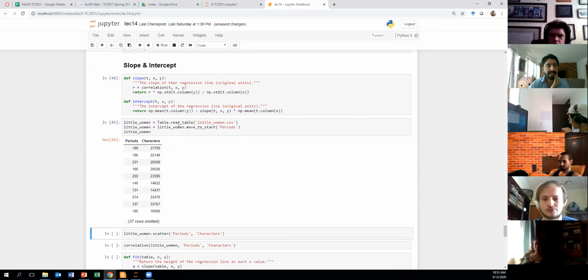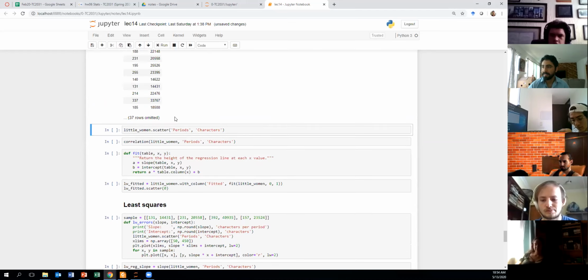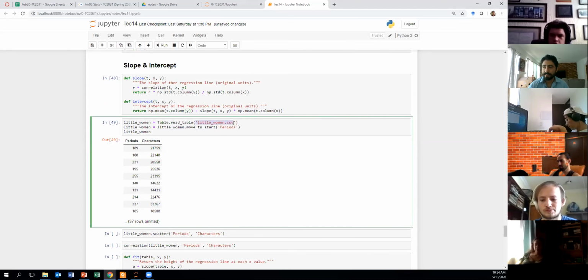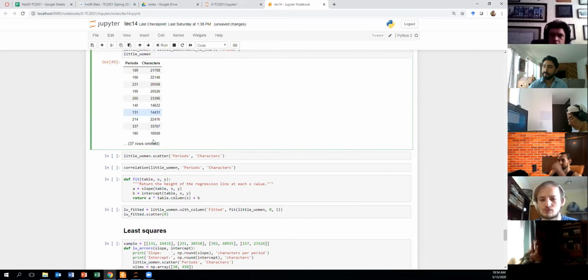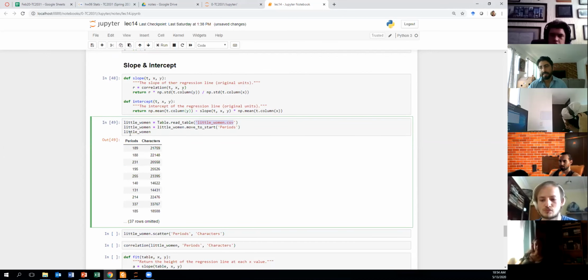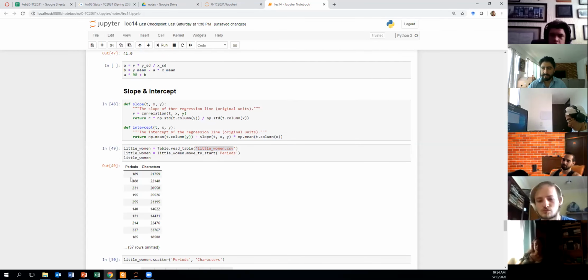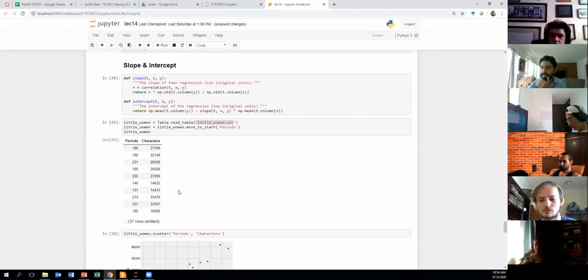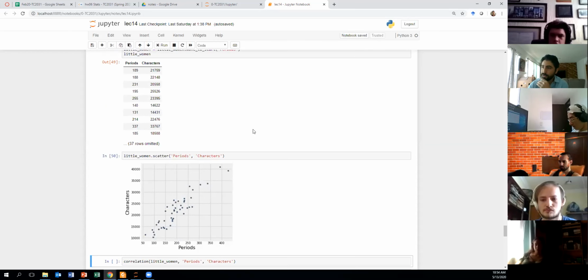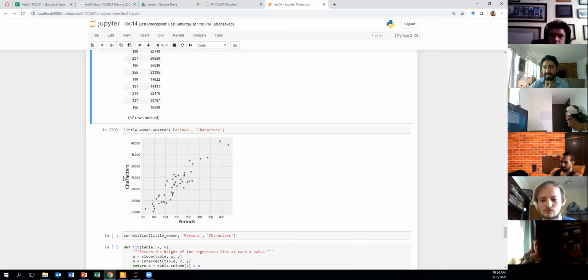Let's look at that table that we looked at the first week in our class. If you remember, we looked at this novel, Little Women, and we saw some graph. We scatter plotted the relationship between the number of periods and the number of characters. This is the same thing we did in the first class. This is the number of periods in each chapter, and this is the number of characters in each chapter. So we drew this scatter plot to see if there is any relationship between the number of characters and the number of periods. Do you remember this one?